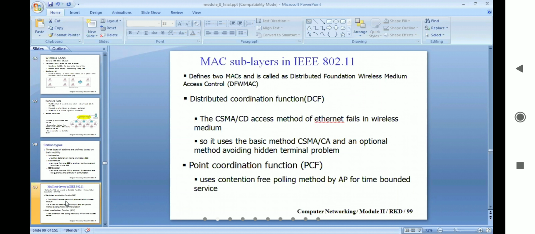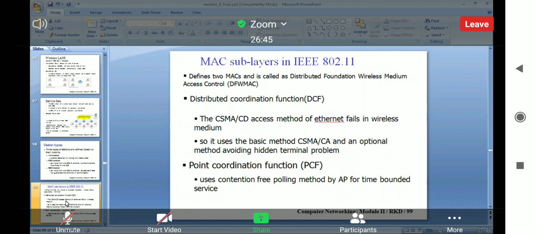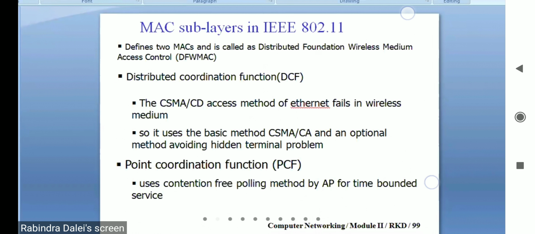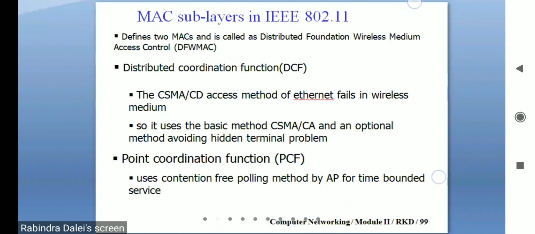Because CSMA/CD is designed for your wired LAN to detect the collision. If a collision occurs, it will be detected by this protocol. Can you apply the CSMA/CD protocol in a wireless medium for detection of collision? The answer is no. You cannot implement this protocol in a wireless medium for the detection of the collision.